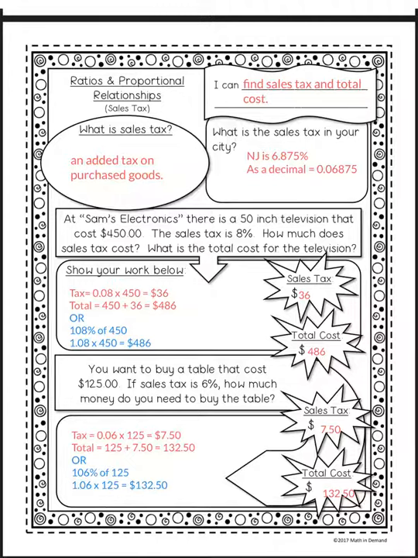To find the total, I take the $125 TV and I add the tax, the $7.50, to get $132.50. Or, if they only had a spot here for total cost, I would just do 106% of 125. I turned 106% into a decimal and multiplied to get the answer of $132.50.